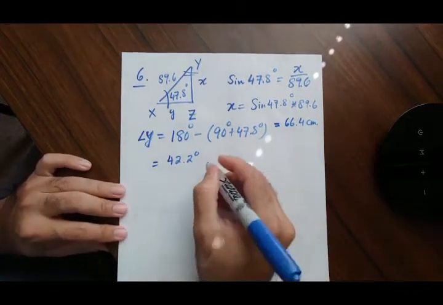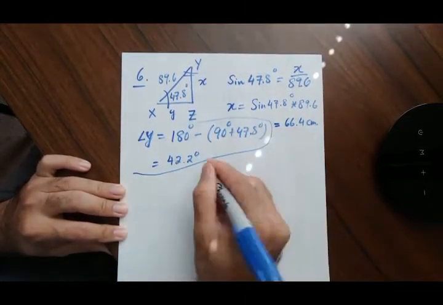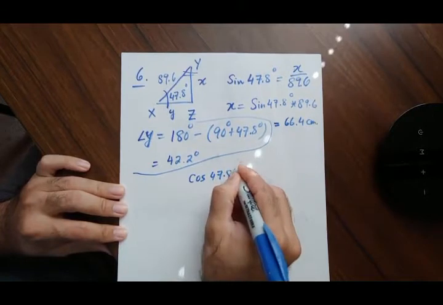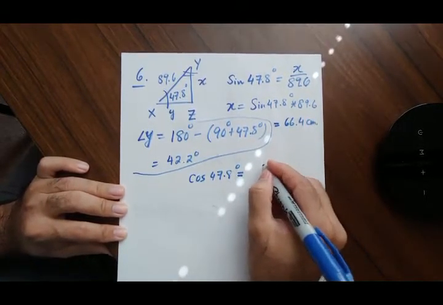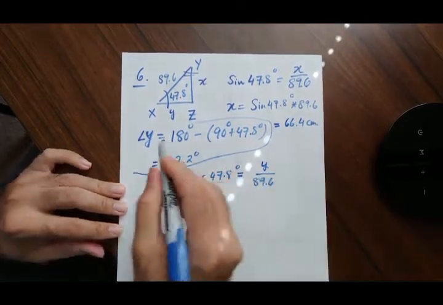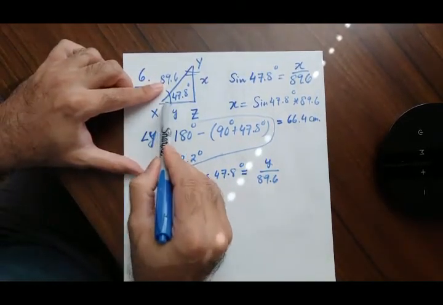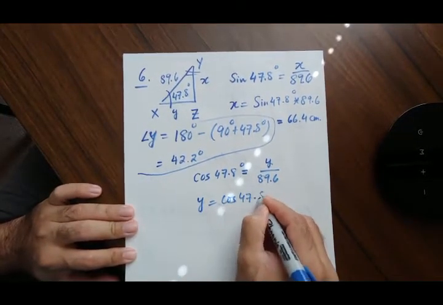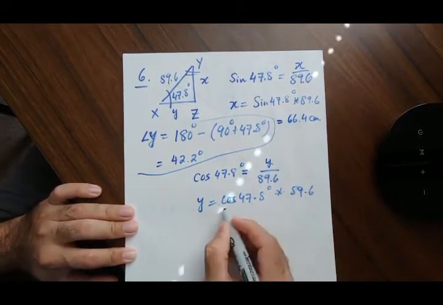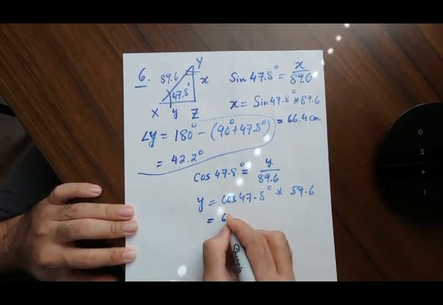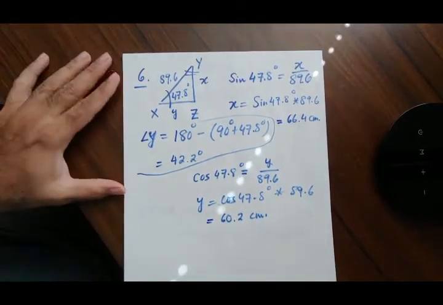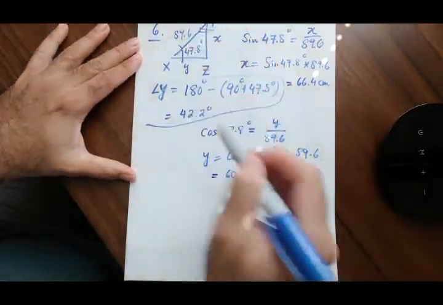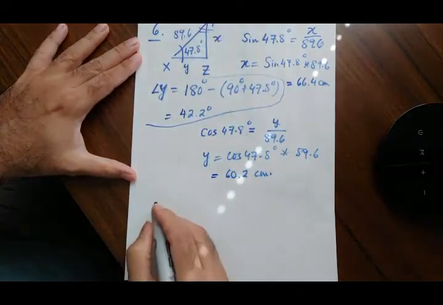How to find Y? That will be cosine of 47.8 degrees equal to Y divided by 89.6, because for this angle 47.8, Y is the adjacent over 89.6. Similarly, Y equals cosine 47.8 degrees times 89.6. If you plug this in your calculator, the answer should be 60.2 centimeters. So that way you solved all the angles and all the sides for this triangle, and that's solving the triangle.